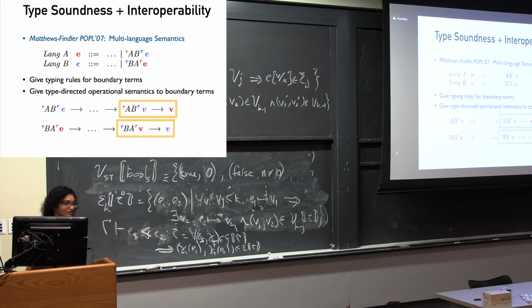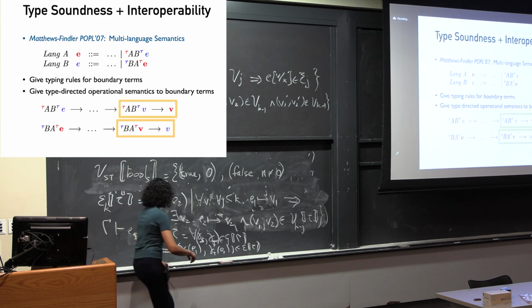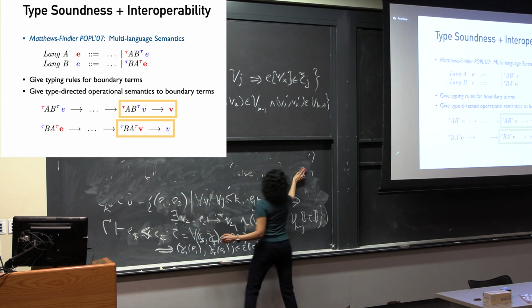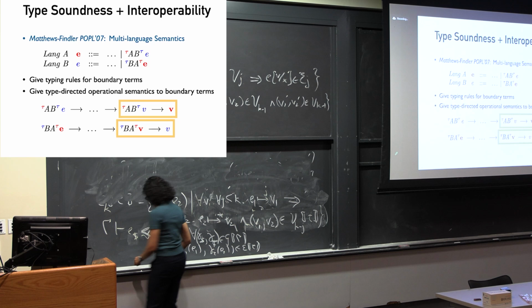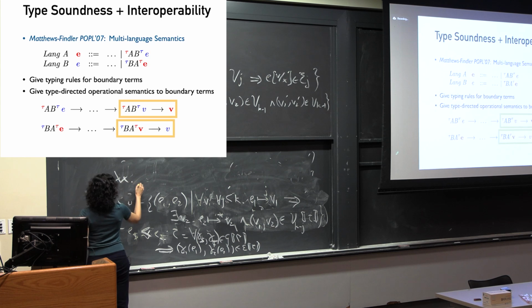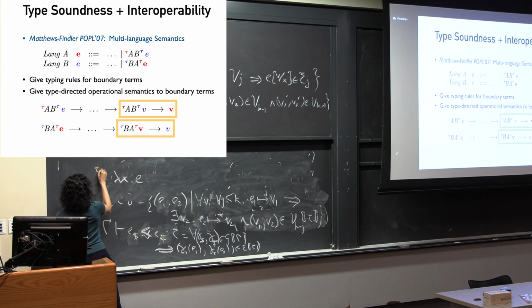I wasn't going to show it. I'll show it though. Basically, for anyone who's familiar with contracts or higher order contracts, the idea should already be clear. So if I have a lambda x dot e of type tau1 arrow tau2, and I'm writing my AB boundary and I want to convert it to the other language.